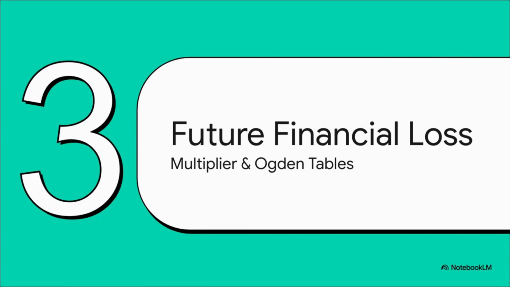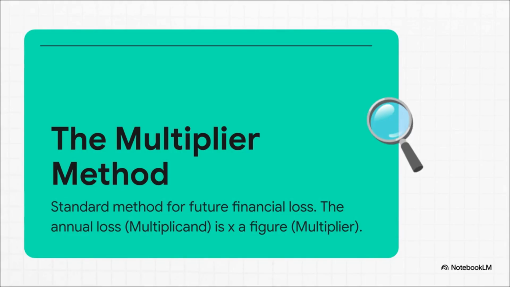Now we're wading into what can feel like deep water, calculating future financial loss. But honestly, don't be intimidated. It's a very logical process, and we're just going to take it one manageable step at a time. So this is the magic formula you need to know. The multiplicand is just the net annual loss, for instance, what someone would lose in salary in 1 year. You take that number and you multiply it by the multiplier to get that final lump sum award.